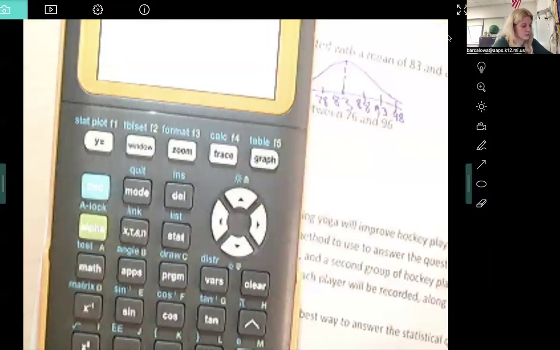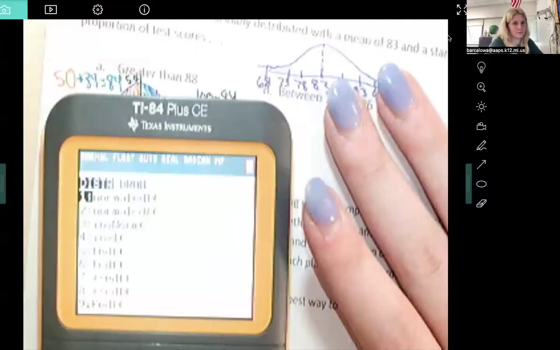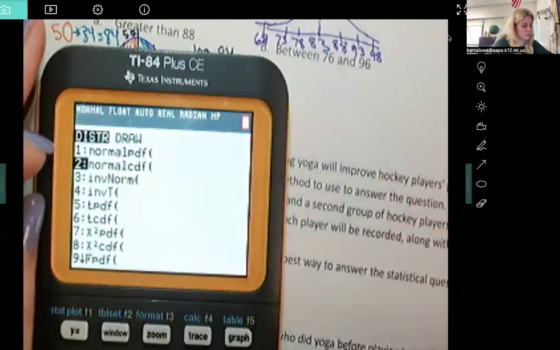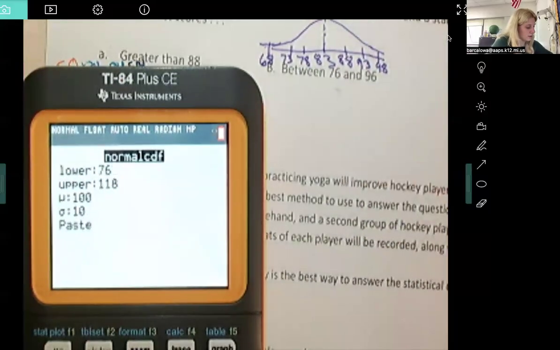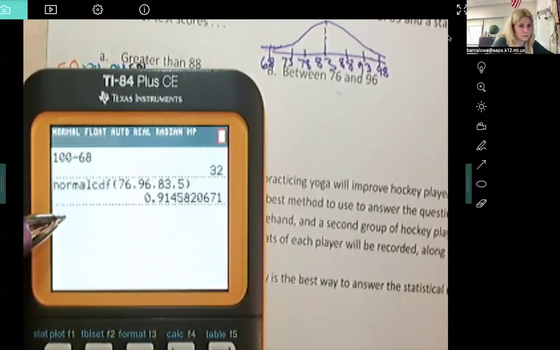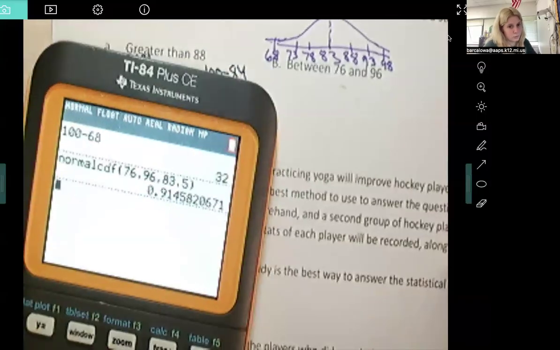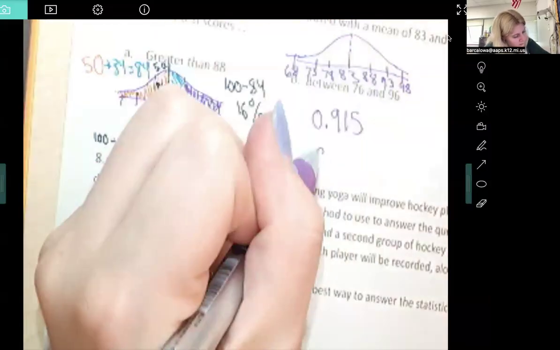Instead of going into the stat menu, see how it says distribution right here? We have a normal distribution, so press second, and then vars. We are going to go down to the normal CDF. They're saying between 76 and 96, so 76 to 96. My mean is 83. That's another Greek letter, it means mean. And standard deviation was 5. Those I got from my problem statement. So enter, enter, enter. Bam. 0.915. Or you can say 91.5%.